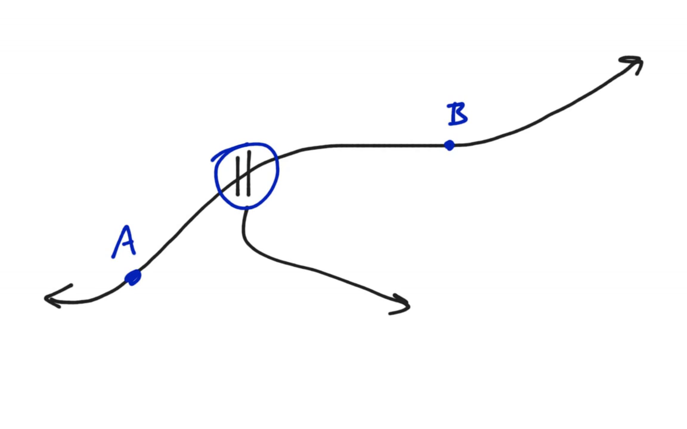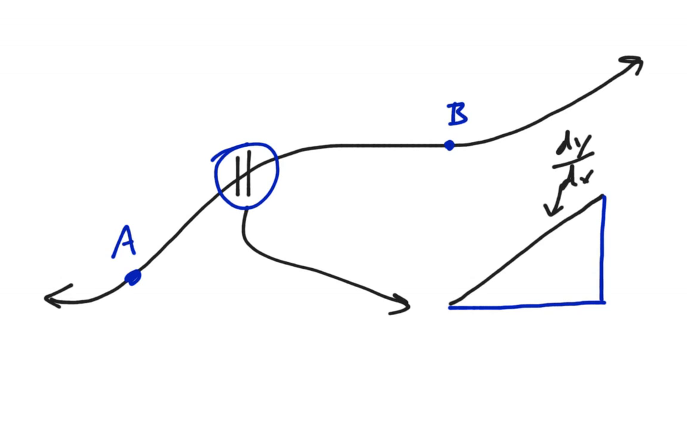Remember, the idea of differentiability is that I can take a small piece of a curved function and zoom in on it close enough until it looks like a straight line. Once this looks like a straight line, I can superimpose this triangle on top of it. This black line will have a slope, and the slope will be equal to dy/dx.